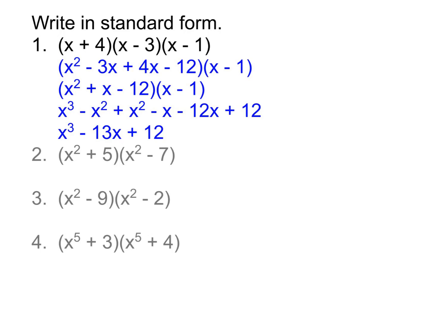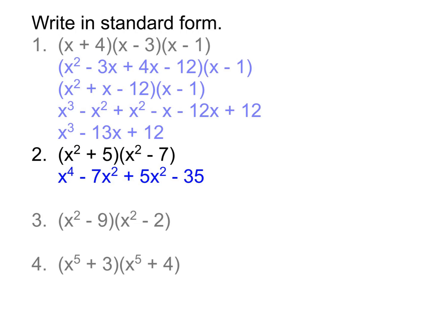So when doing number 2, we again are going to multiply everything in the first parenthesis by everything in the second parenthesis. When we do that, we get x to the 4th minus 7x squared plus 5x squared minus 35. Now one particular piece of this I want to pull out is why is it x to the 4th? Because by making sure you understand why, number 4 gets to be easier.